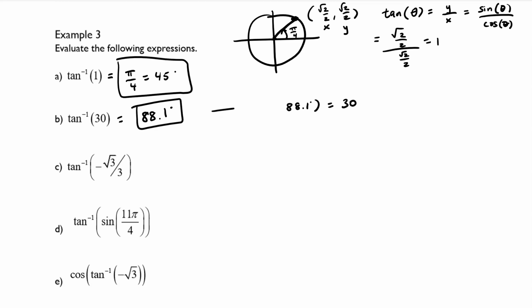Okay, so part C wants us to evaluate tangent inverse of negative root 3 over 3. And it might seem like we need a calculator for this one, but we actually don't because negative root 3 over 3 is one of our unit circle values. So negative root 3 over 3 is the same thing as negative 1 over the square root of 3. And that is the same thing as negative 1/2 over root 3 over 2 because that is equal to negative 1/2 times 2 over root 3. And the 2's end up canceling out, and so that's how we get that.